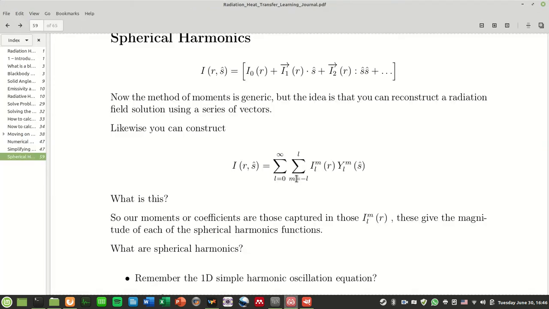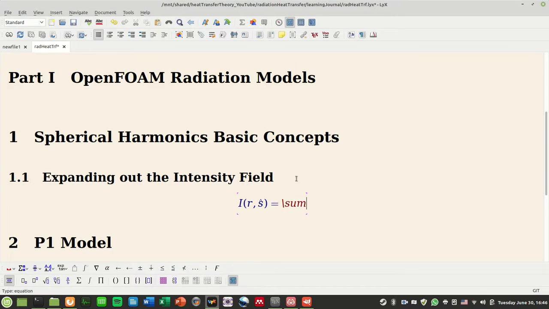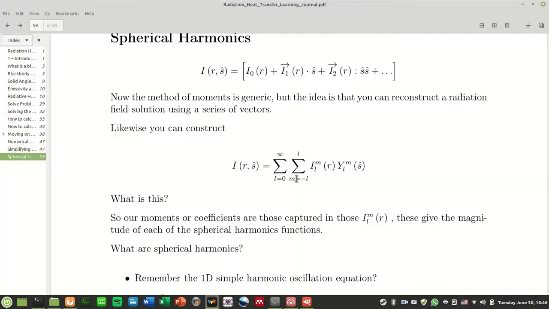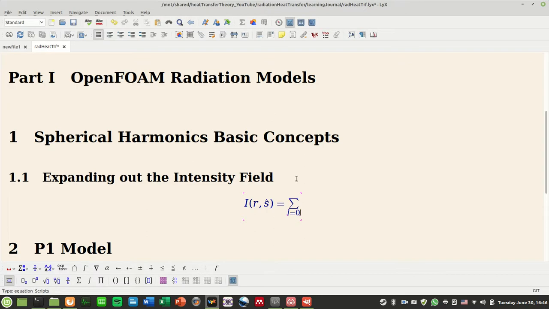So the radiation field is equal to the sum going from L equals 0 all the way up to infinity. Okay, and then you have another sum there, going from M equals minus L up to M equals L.